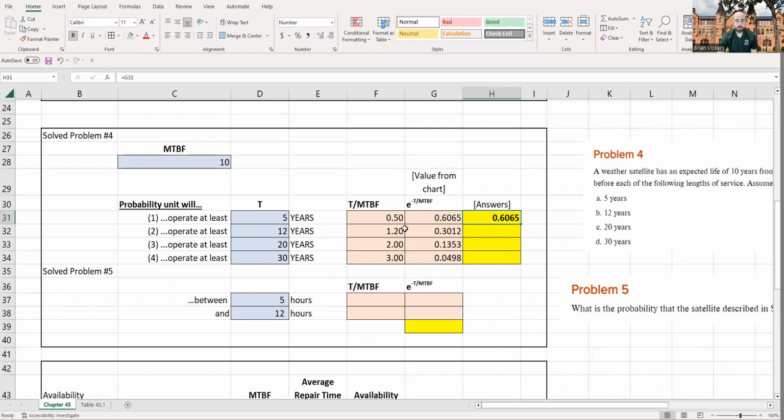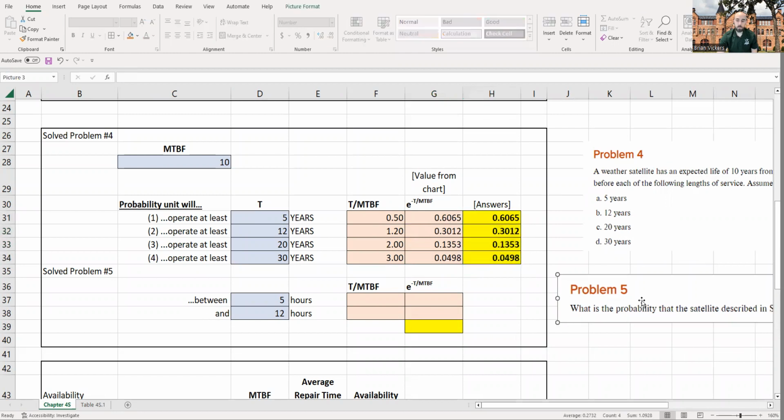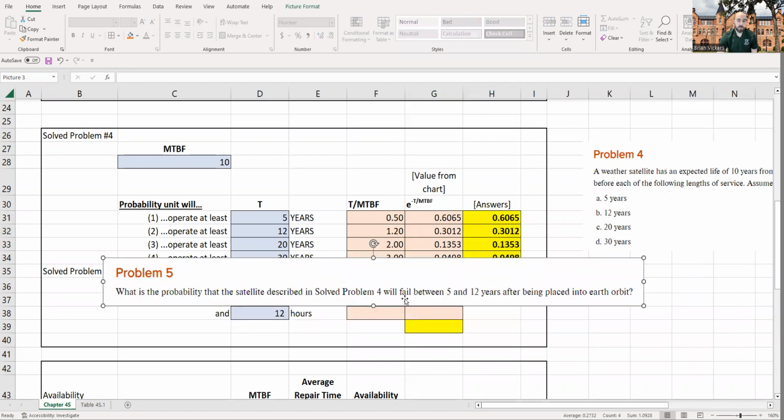So for each of these problems, because it's fail after that point, meaning operate at least that point, meaning not fail before, all those are the same thing, worded differently. You would just copy down the equals formula, copy it down. But again, if it's failed before or not operate that long, you would take 1 minus this number on your answer field here. And then what's the probability that it will fail between 5 and 12 years?